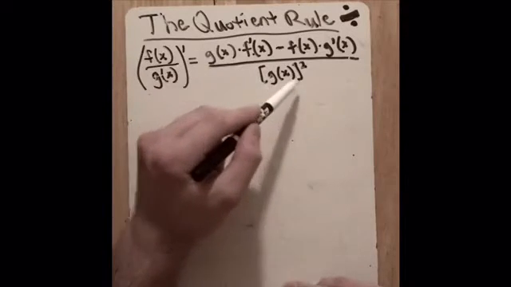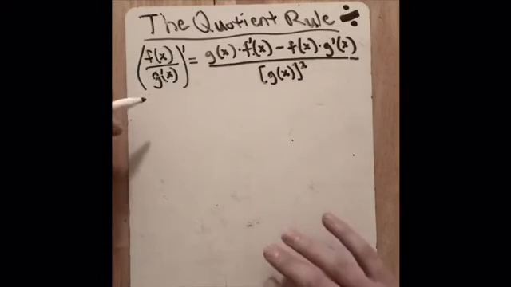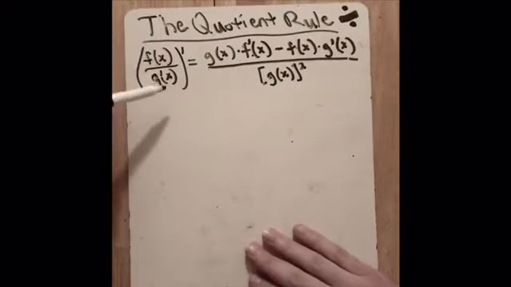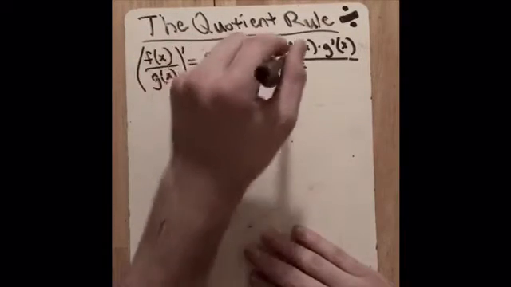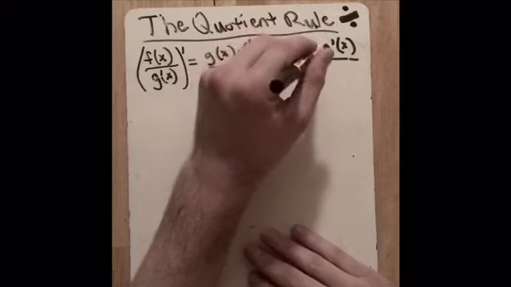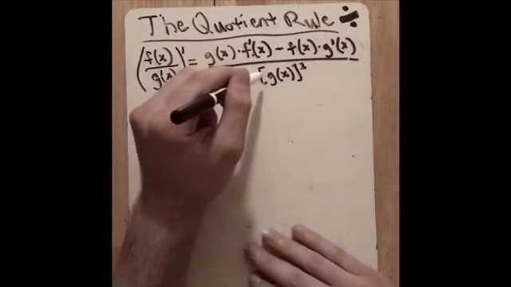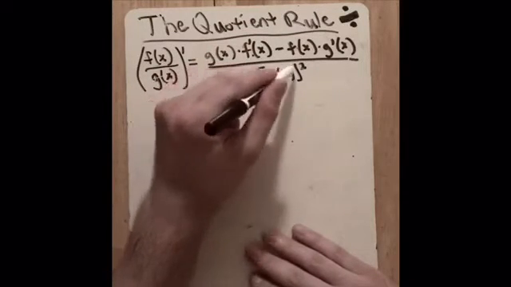Now we do not take the derivative of that. So an easy way of remembering this is low d high minus high d low over the square of low.